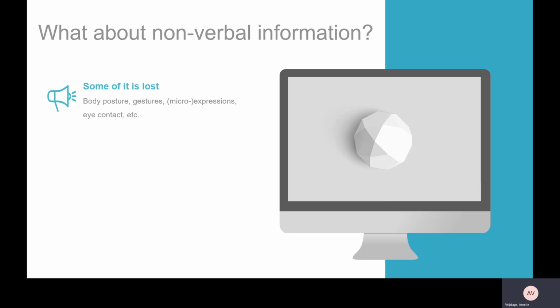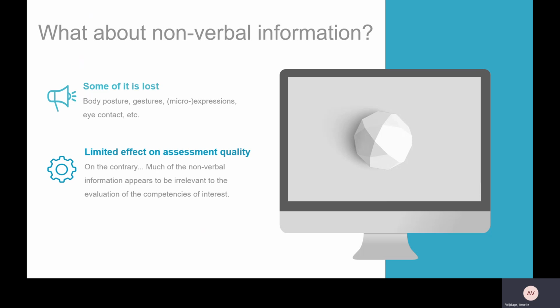So we could maybe expect that this makes it harder to evaluate competencies like, for example, coping or influencing in a video conference. However, if we look purely at the scientific research in the domain, as also demonstrated on the previous slides, the decrease of nonverbal information that can be perceived by the assessor actually does not seem to have an influence on the accuracy of the assessments.